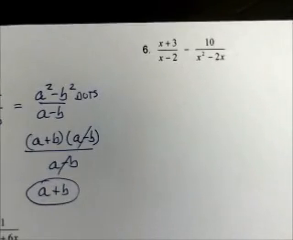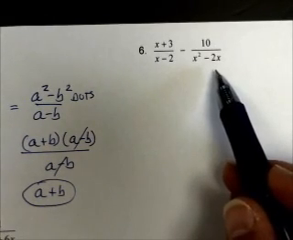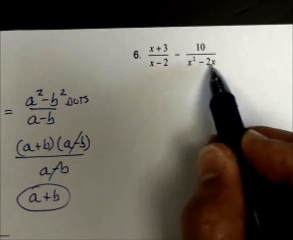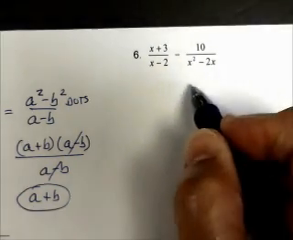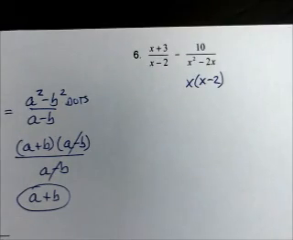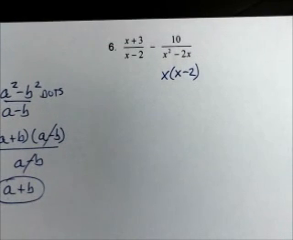Next, number 6. Sometimes you want to factor your denominators first, as is the case in number 6. If I look at this denominator, x squared minus 2x, there's a GCF of x. We factor out x, and I have x times x minus 2 for the denominator in factored form.